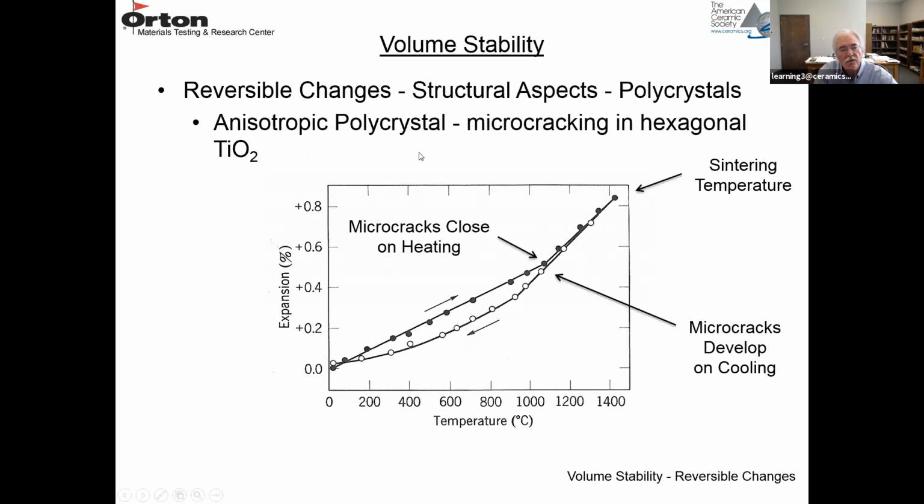And this is an example of how this works. This is an anisotropic polycrystal, TiO2. If you form a powder compact of TiO2 and you heat it up to the sintering temperature, you form a dense material. And then as you cool it down, you have a certain thermal expansion behavior, and then microcracks develop on cooling. So these microcracks are opening up as the material is contracting, so it gives an apparent thermal expansion that is now lower than this because the slope is lower than this slope. And then when you heat it up, the microcracks close as the material is expanding, and it again gives a lower thermal expansion coefficient than this region here where the microcracks are closed.